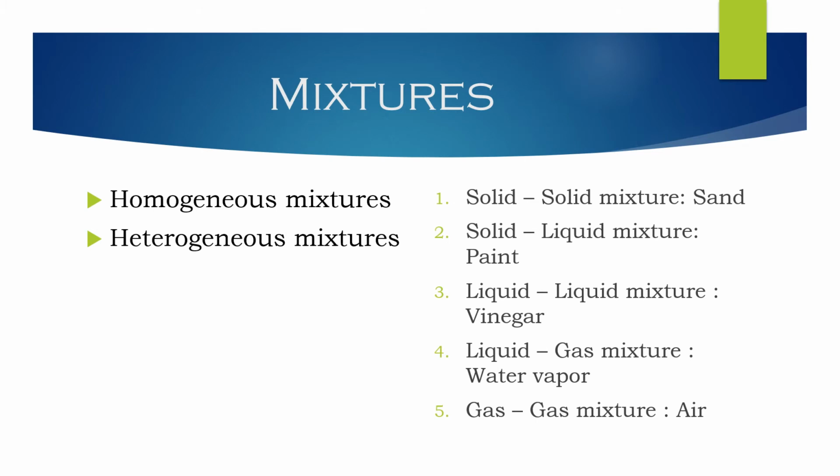So the first topic is mixtures. We learned about homogeneous mixtures and heterogeneous mixtures. These are the forms of mixtures, and we also learned about the 5 types of mixtures. Solid solid mixture, in which the components are both solids. In the solid liquid mixture, the components are one solid and one liquid. In liquid liquid, both the components are liquids. In a liquid gas mixture, the components are liquid and gas. And in a gas mixture, both components of the mixture are in the gaseous form.